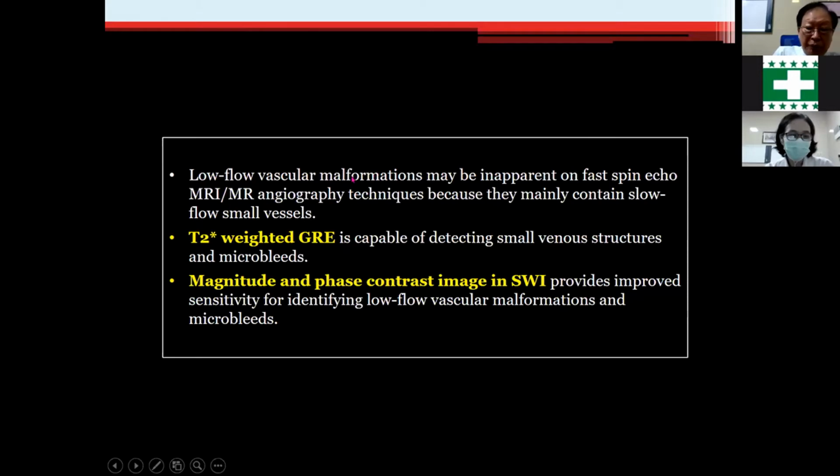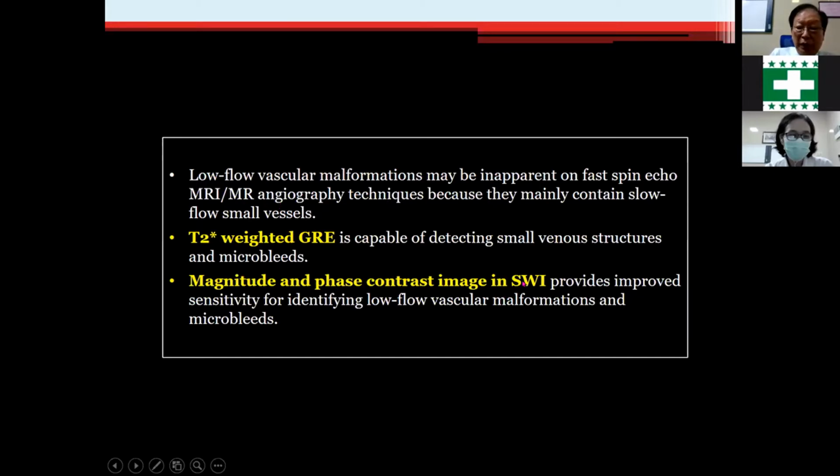Now, what sequences do we need to see for those low flow vascular malformations? There are two sequences. The first one is T2 weighted gradient echo, also called T2 star gradient echo, a sequence available on MRI machines.